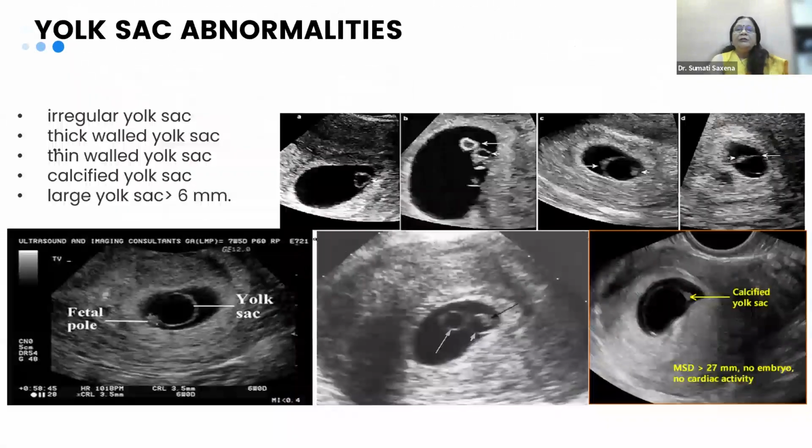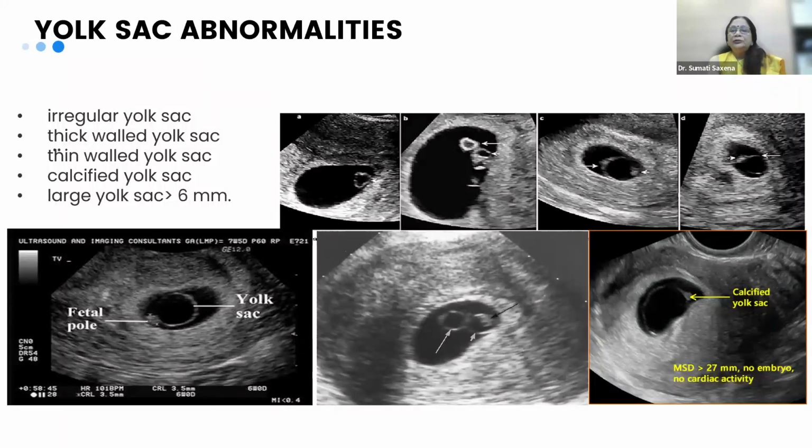The next thing, when the pregnancy is around 5.5 weeks, a circular anechoic structure appears in the gestational sac, and that is the yolk sac. And the yolk sac is the structure which provides nutrition to the pregnancy. So it is very important.